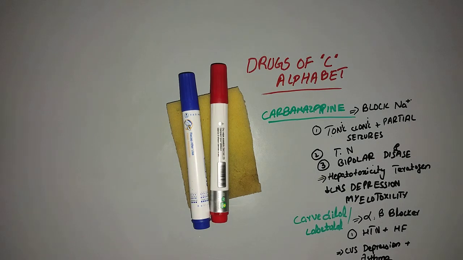So this was all about important drugs starting from the C alphabet. We have covered only 5 drugs: calcitonin, canagliflozin, captopril, carbamazepine, and carvedilol. In the incoming videos, we will cover other important drugs starting from the C alphabet.